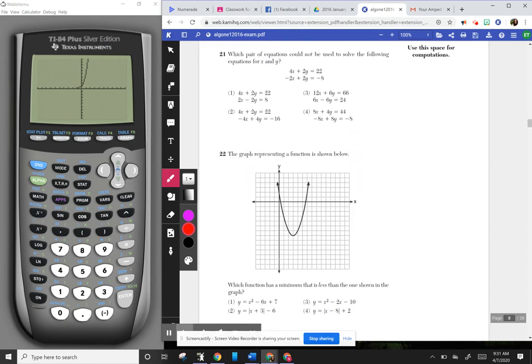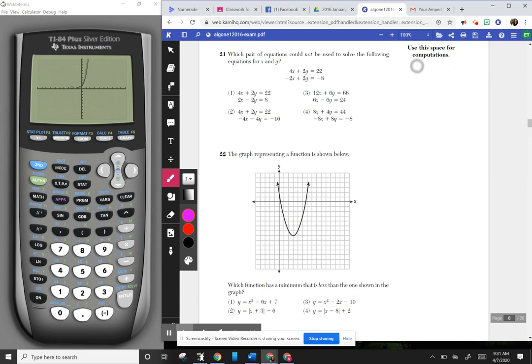Okay, question 21. Which pair of equations could not be used to solve the following equations for x and y? Okay, so they want to know which one is incorrect. So for these, what you need to do is figure out if you're solving these by substitution. It's a system of equations. So are we solving by substitution or elimination? Whenever you see substitution, there will likely be parentheses. And since there are no parentheses, we can say that we're solving by elimination.